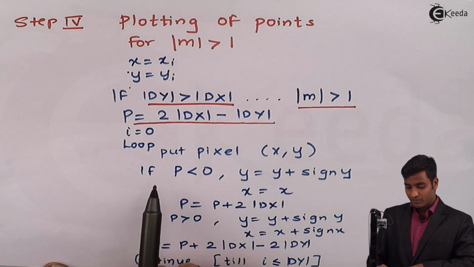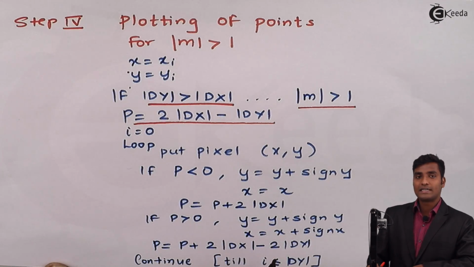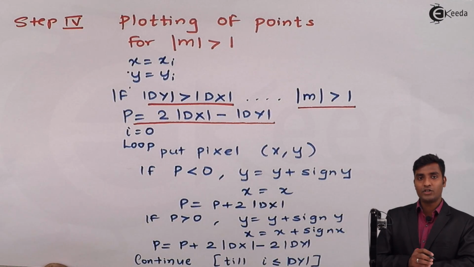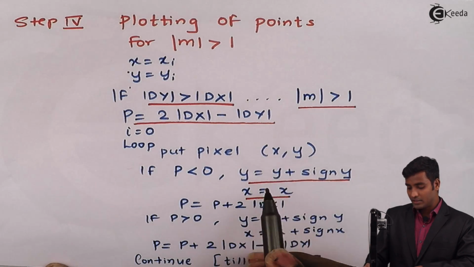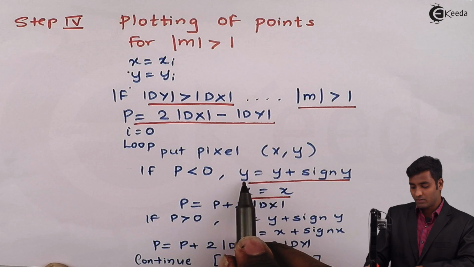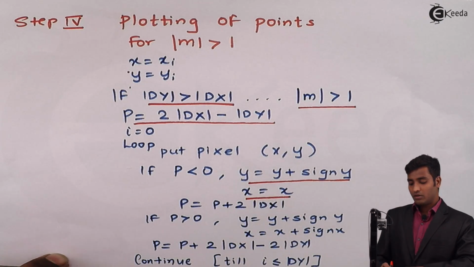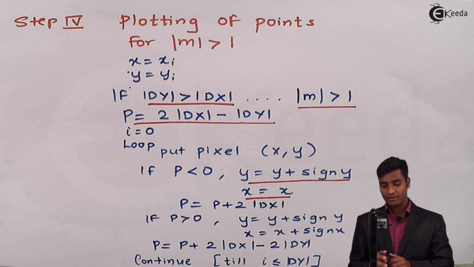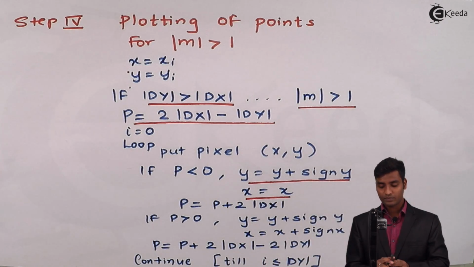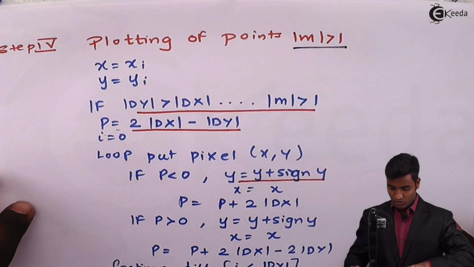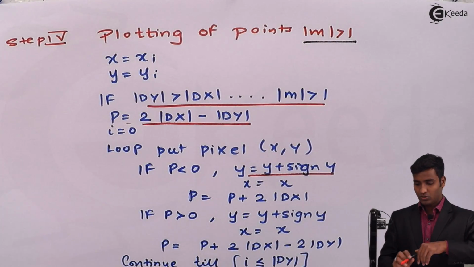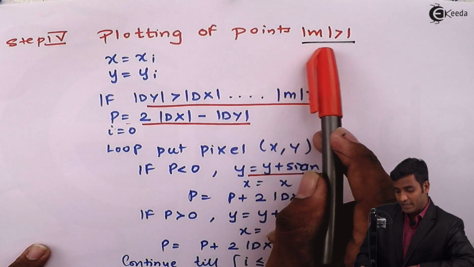On that basis there are two conditions for the distance parameter. One condition is less than 0 and another condition is greater than 0. So for less than 0 I have to use these values, that is the y coordinate value. So y is equal to y plus sign y, which means that we have to use. So now we will see the plotting of points for slope greater than 1.